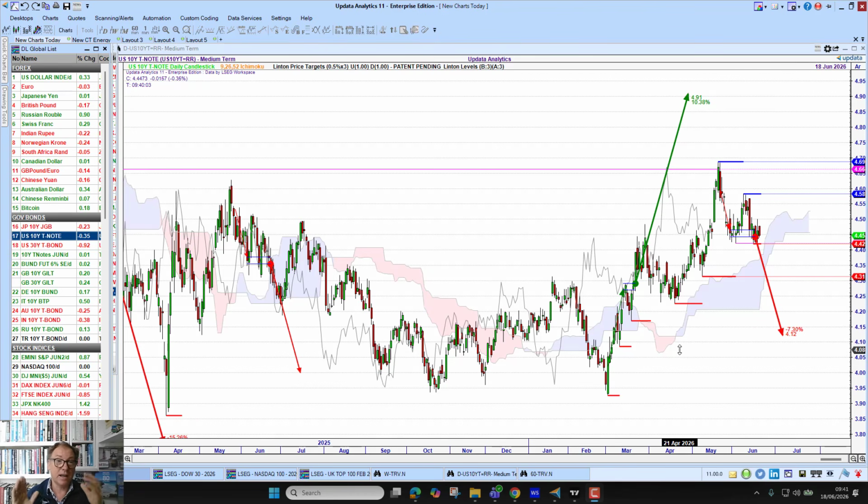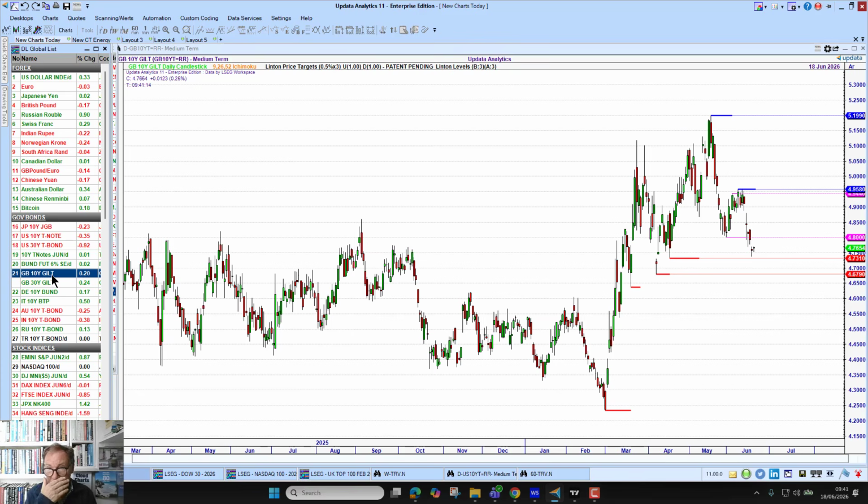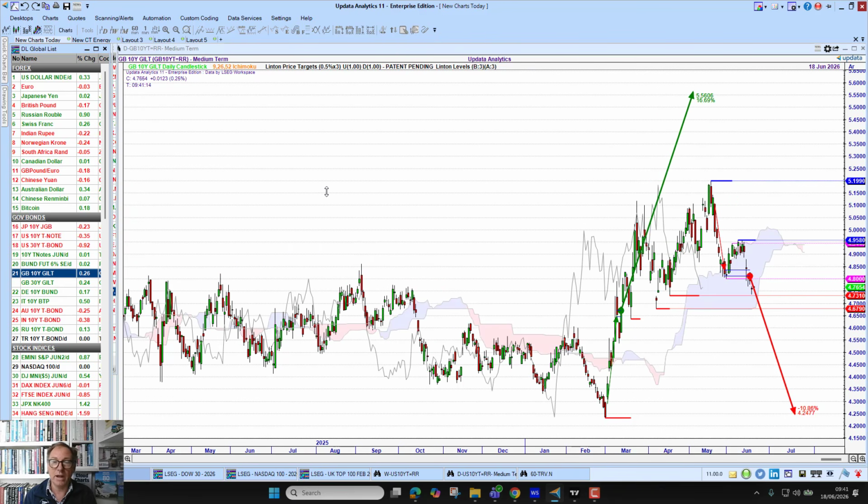Basically, the Fed has held rates, and we have an interest rate decision today from the Bank of England, and the expectation is that they will hold too. We had a surprise on inflation being lower than expected this week, and almost certainly the Bank of England will hold. And we're seeing the UK bond market also giving us a new downside target.